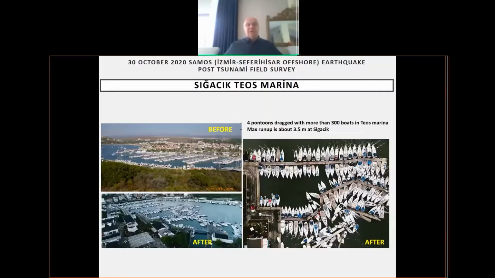And Sığacık Teos Marina is located on the north port of the ancient Teos city, inside Sığacık Bay. Sığacık is a low elevation, shallow depth bay.